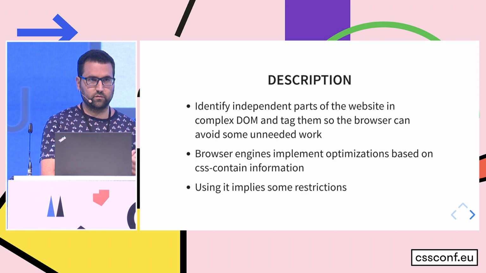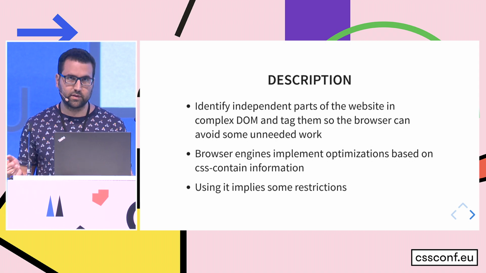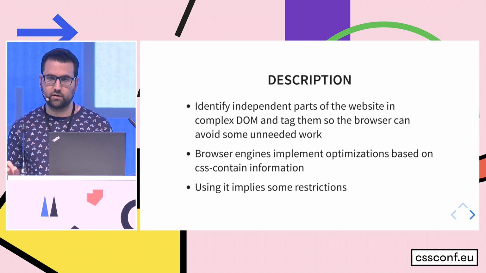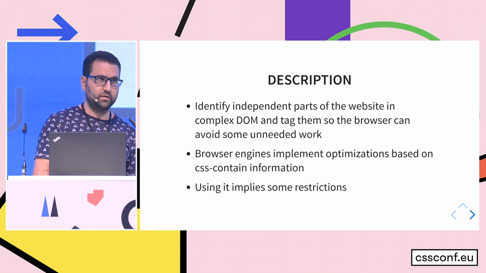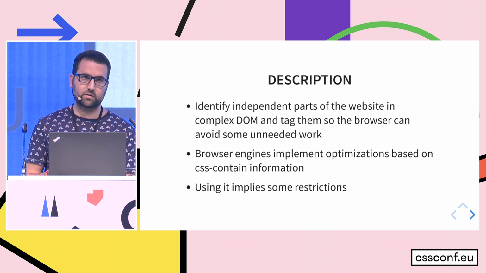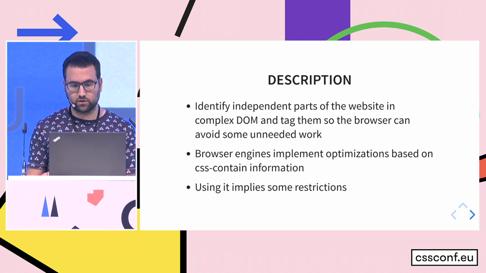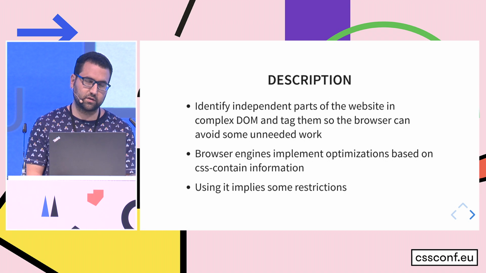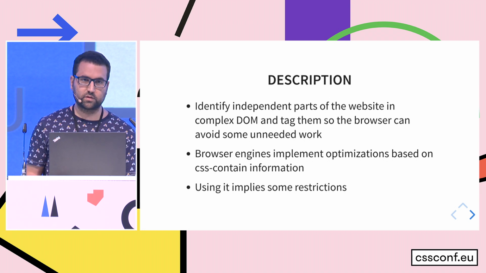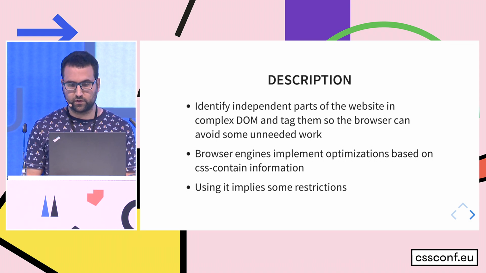So basically, what web authors will need to do is to identify which are the independent parts of our website and mark them with a contain property. And then the browser engine needs to do something, because it's not just parse the property and implement the restrictions, but also it needs to implement some optimizations and avoid doing extra work. Browser engines usually try to do as little work as possible when you do a change in a website. They have some kind of heuristics in order to achieve that.